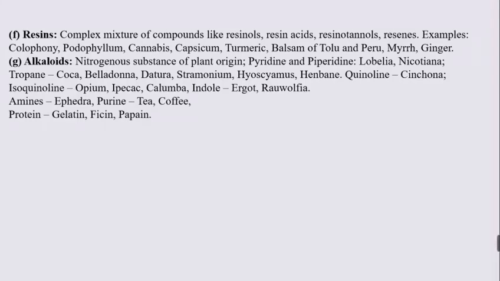Then we have the most important class, the alkaloids, which are usually nitrogenous substances basic in nature, and they have different classifications as well. For example, the pyridine and piperidine group such as lobelia. Then isoquinoline such as opium and ipecac. Then the indole class, which includes ergot and Rauvolfia. Amines such as ephedra, and purines, which include tea and coffee. Then for proteins we have gelatin and peptone.